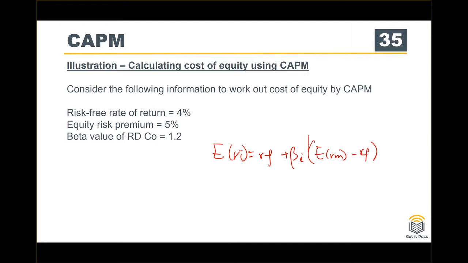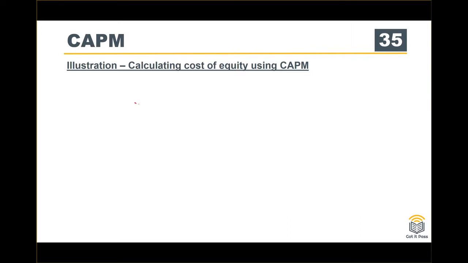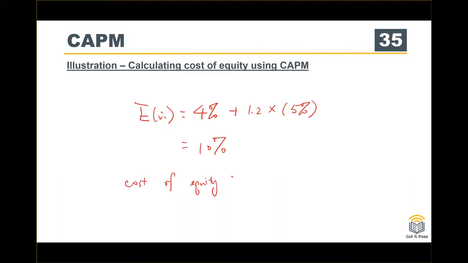Okay, the risk-free rate of return is 4%. Equity risk premium is 5%, and then the beta value is 1.2. So the cost of equity for the company is 4% plus the beta, 1.2, times the market risk premium or equity risk premium, which is 5%. So you can find it easy. It is 10%. The cost of equity is 10%. Okay.